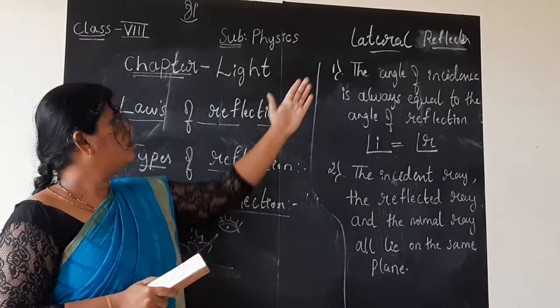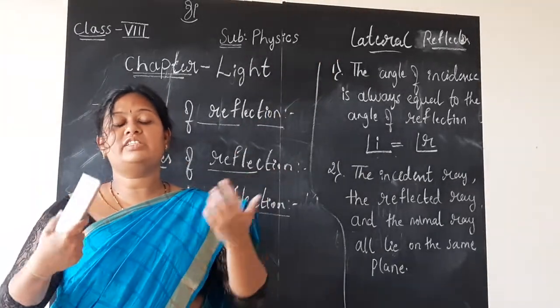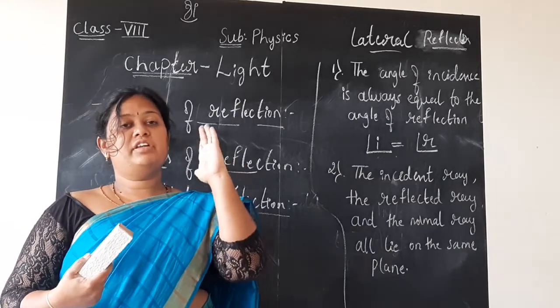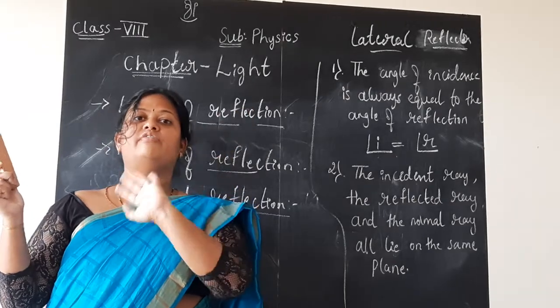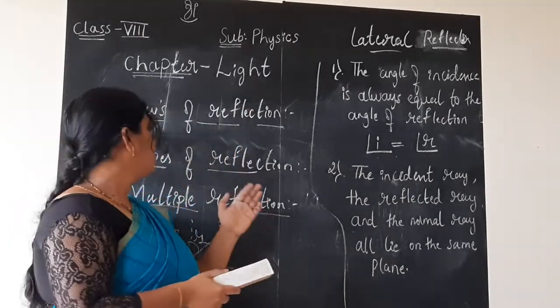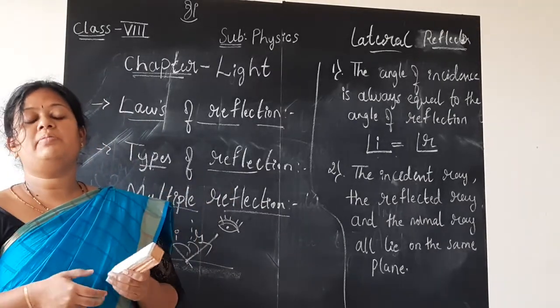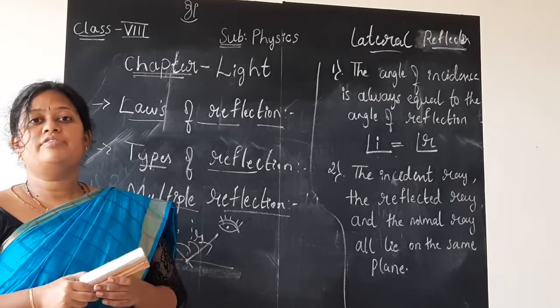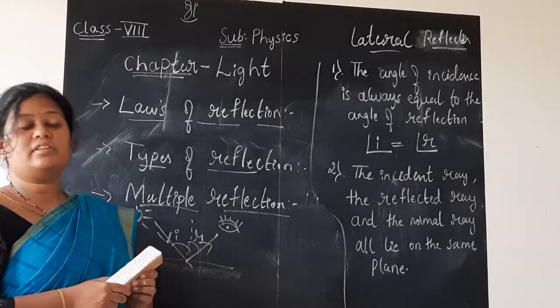Next we studied lateral reflection or lateral inversion, what we sense or feel when we stand in front of the mirror. If you lift the left hand, it appears to be right. If you move your right hand, it appears as though you are waving your left hand. That is lateral inversion or lateral reflection. Next you have the multiple reflection. That is multiple images formed when you have different reflecting surfaces. So that is called the multiple reflection.